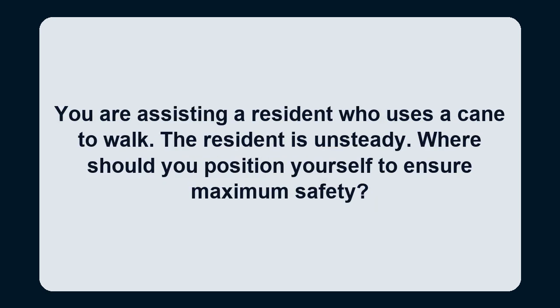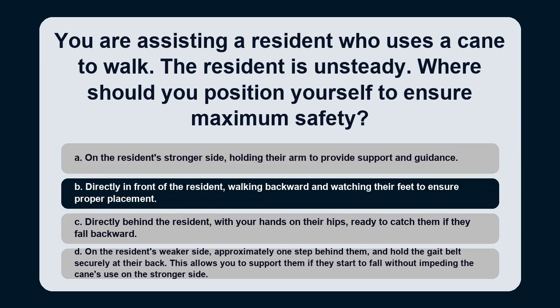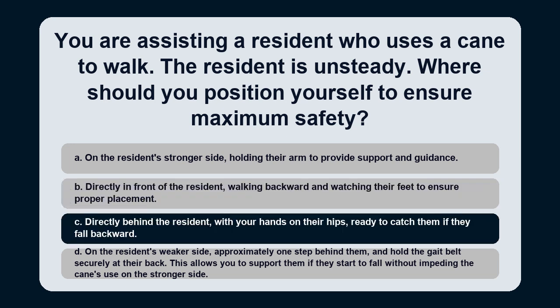Question 5. You are assisting a resident who uses a cane to walk. The resident is unsteady. Where should you position yourself to ensure maximum safety? Option A, on the resident's stronger side, holding their arm to provide support and guidance. Option B, directly in front of the resident, walking backward and watching their feet to ensure proper placement. Option C, directly behind the resident with your hands on their hips, ready to catch them if they fall backward.